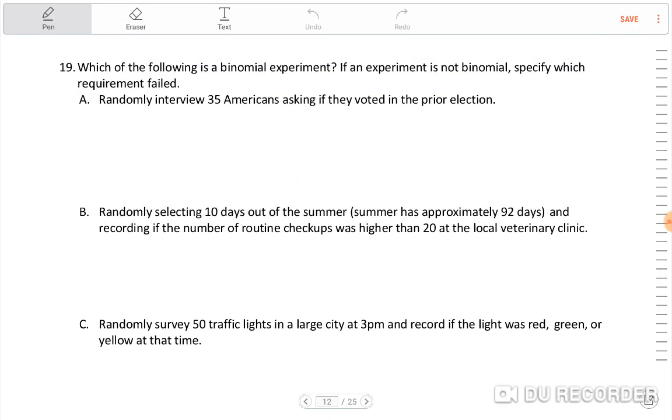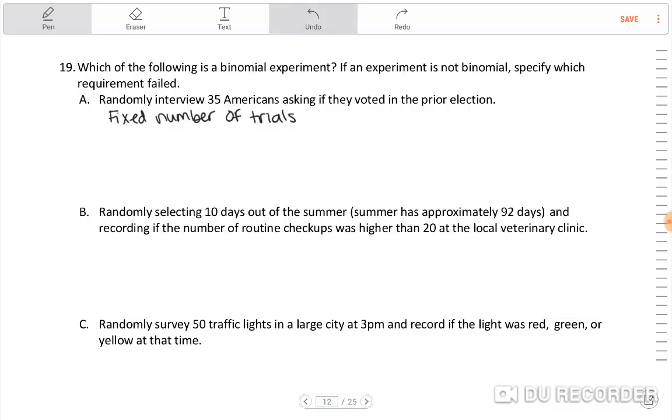All right, let's see. Number 19. Which of the following is a binomial experiment? If an experiment is not binomial, specify which requirement failed. Okay, well, let's see here. It says, randomly interview 35 Americans asking if they voted in the prior election. Okay, so we have 4 requirements that need to be met. And one of them is that you have to have a fixed number of trials, right? And so number of trials can be just the number of people that you're interviewing. So does this have a fixed number of trials?